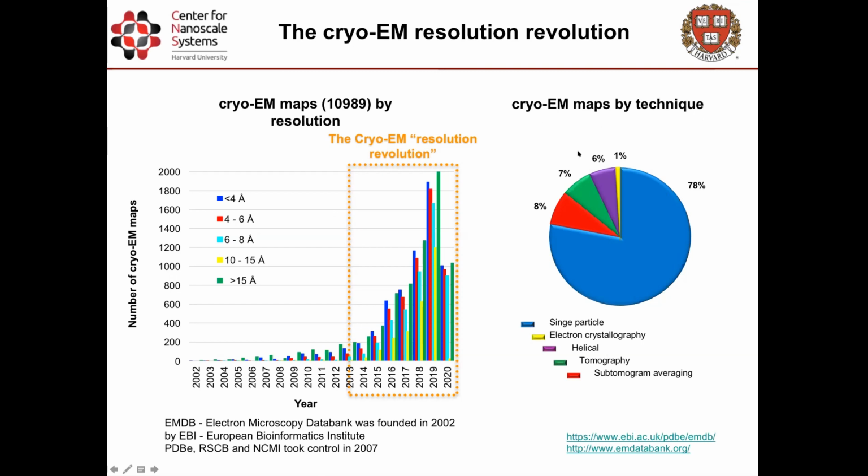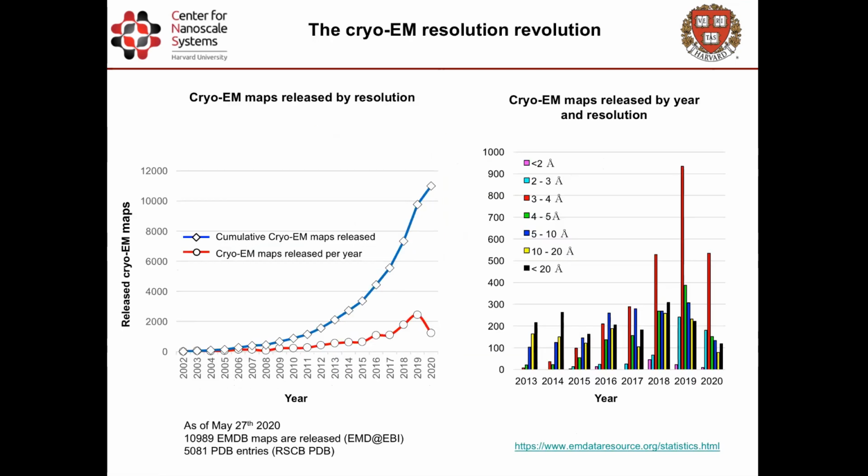Now, the Cryo-EM map biotechnique is interesting because the single particle method totally overpowered all the other methods, and this has been progressive over the last 3 years. The single particle is now almost 80%, and tomography, single particle tomography, helical reconstruction, and crystallography have shrunk to almost 20% combined. What is more interesting is to see how the release of maps per year follows the trend of the cumulative Cryo-EM map release.